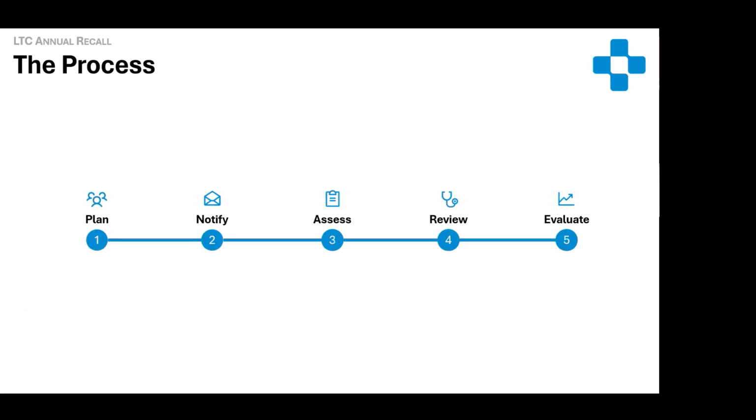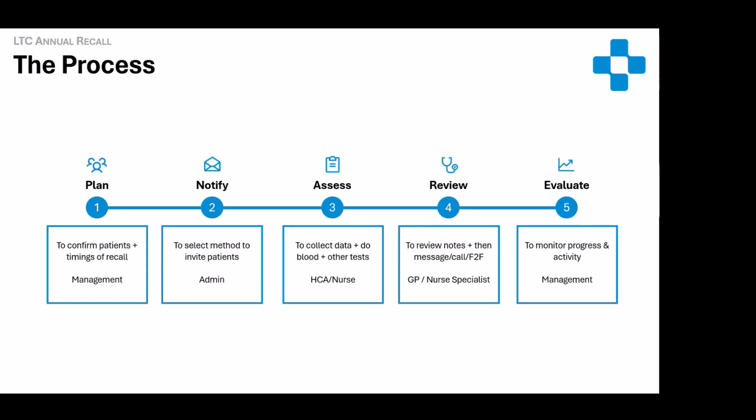So one of the biggest differences with the new system is that it's been designed around a complete long-term condition pathway. That pathway consists of 5 stages. So you've got plan, notify, assess, review, and evaluate. Rather than focusing on the review appointment itself, the system then supports your practice through that whole patient journey, from identifying who needs recalling right through to monitoring the activities and the outcomes afterwards. So now we're going to look at each stage in just a little bit more detail.